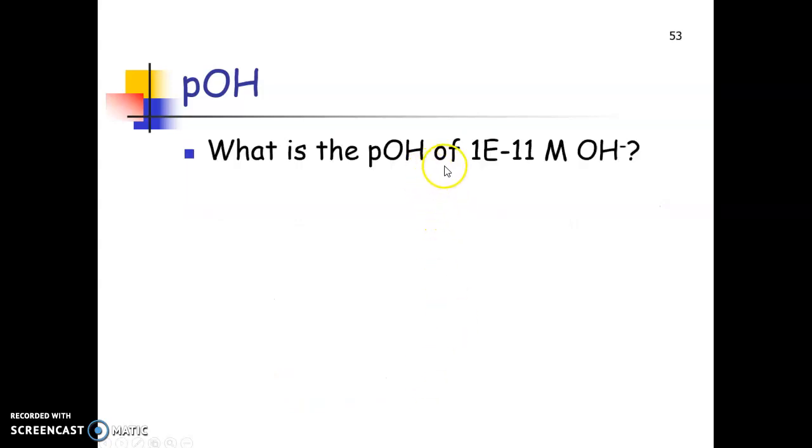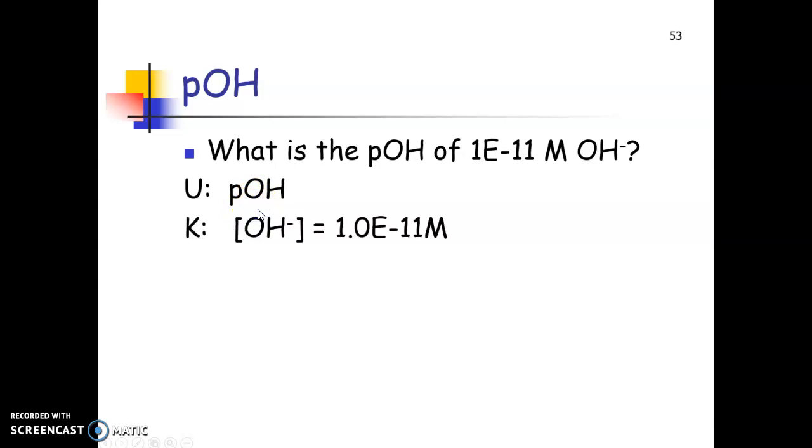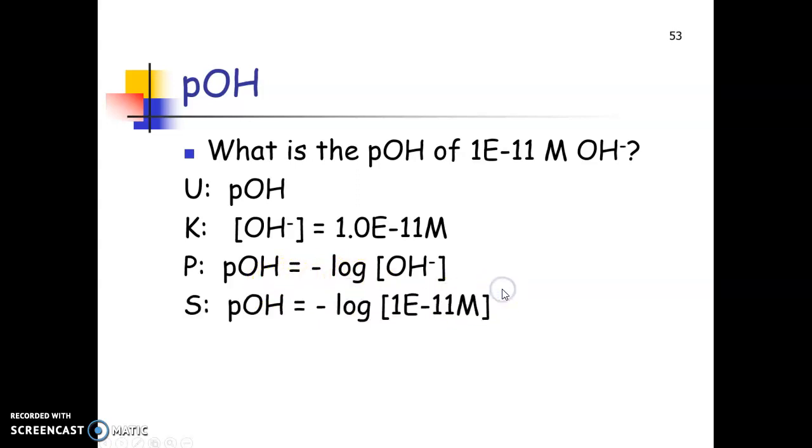Alright, so what's the pOH of some 1 times 10 to the minus 11th molar hydroxide? And so the unknown is the pOH. We know the hydroxide concentration. The pOH equals negative log of hydroxide concentration. And we'll plug in the concentration of the hydroxide, and then we get 11.